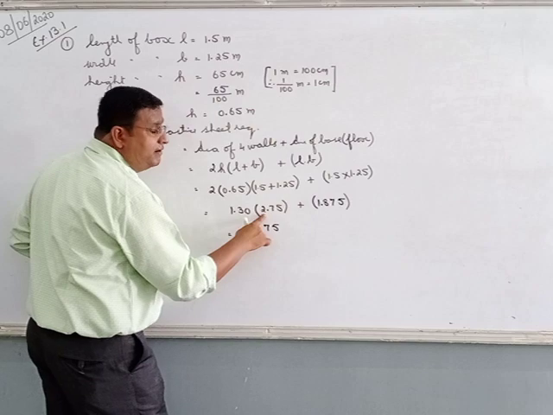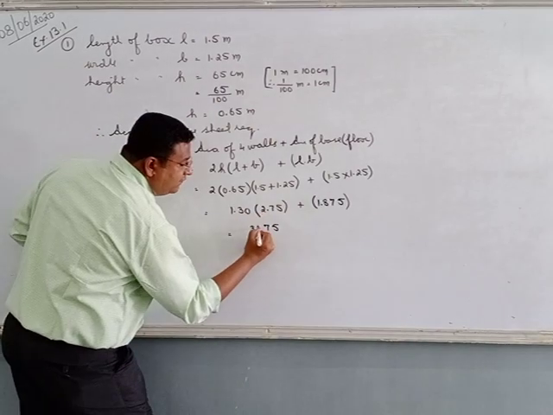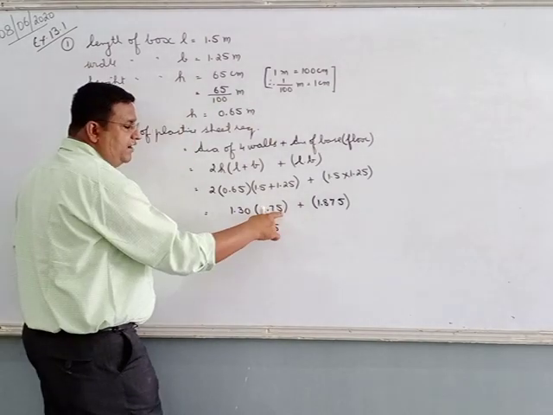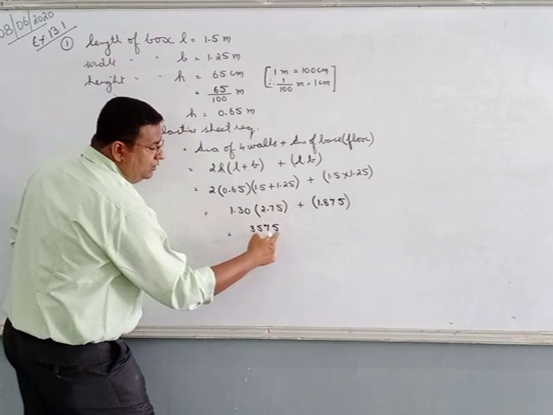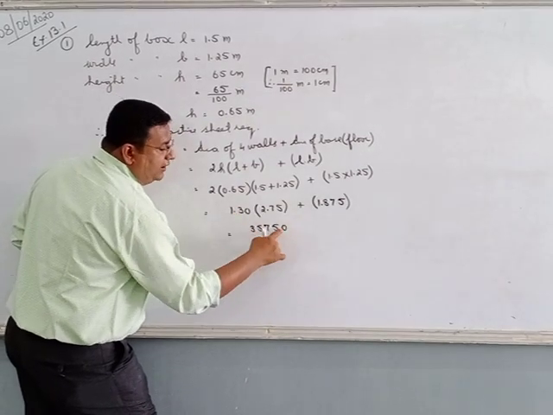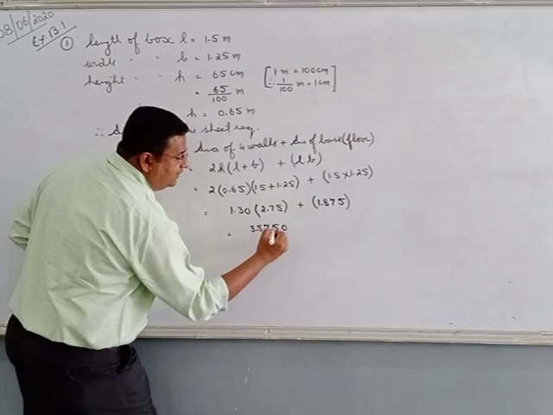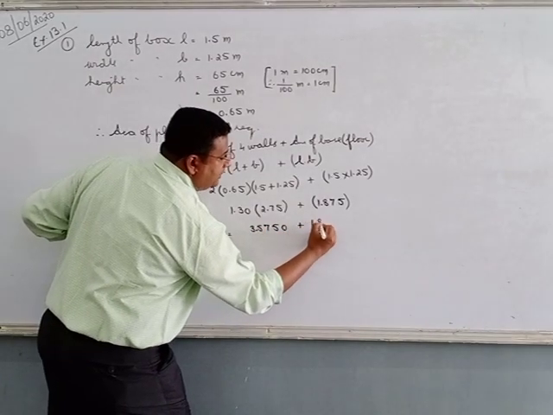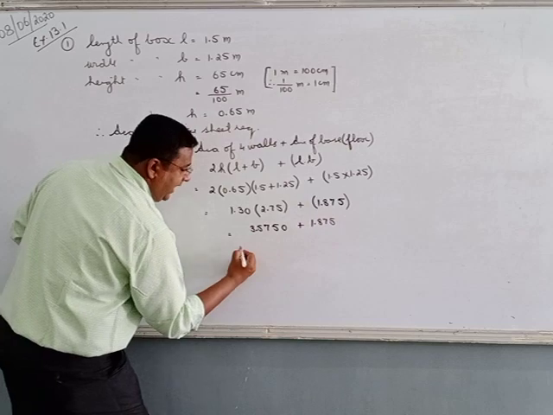26 and 9, that is 35. Decimal after 1, 2, 3, 4. 1, sorry, and another 0 over here. 1, 2, 3 and 4. 3.57 plus 1.875. Added.